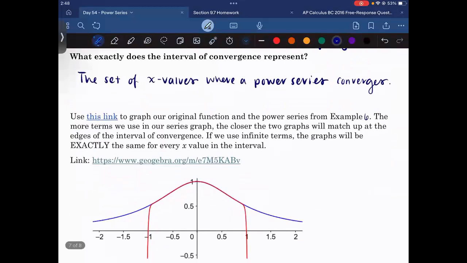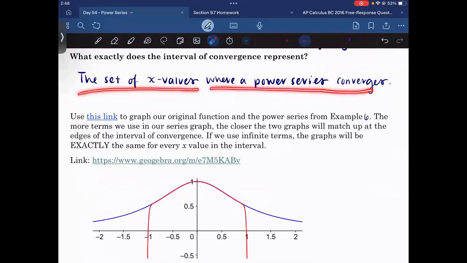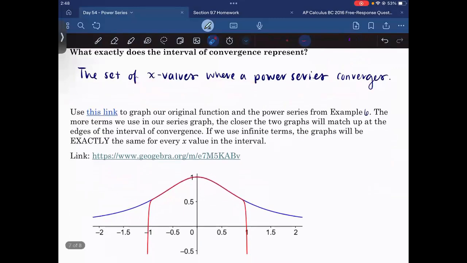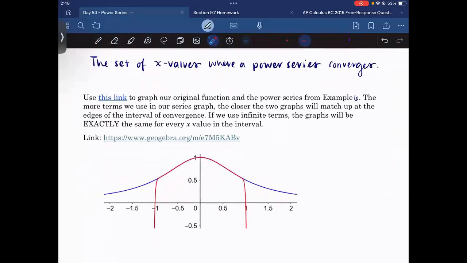So what exactly does the interval of convergence represent? It represents the x values where the series converges. So what I have here is that between -1 and 1 is where it lines up really well with the function that we have, and then it diverges. So this is the convergent side and both sides diverge. This is just a visual representation of convergence and divergence, where obviously it goes in two different directions.